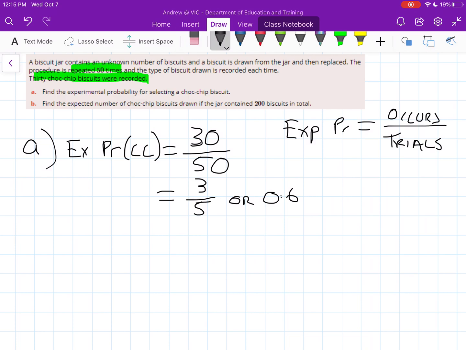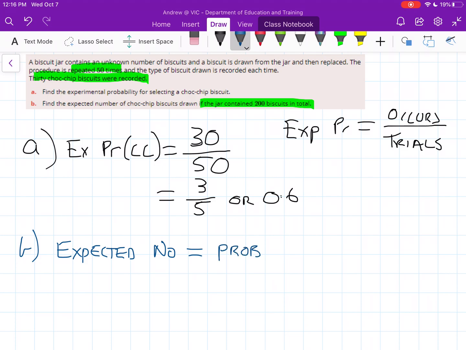Now part B, this is where we need to find the expected number of choc chip biscuits in the jar if the jar contained 200 biscuits in total. So we just need to go off the information that we're given to work this out. So how we actually work this out is that we have the expected number. The expected number is just going to be equal to your probability times the number of trials.